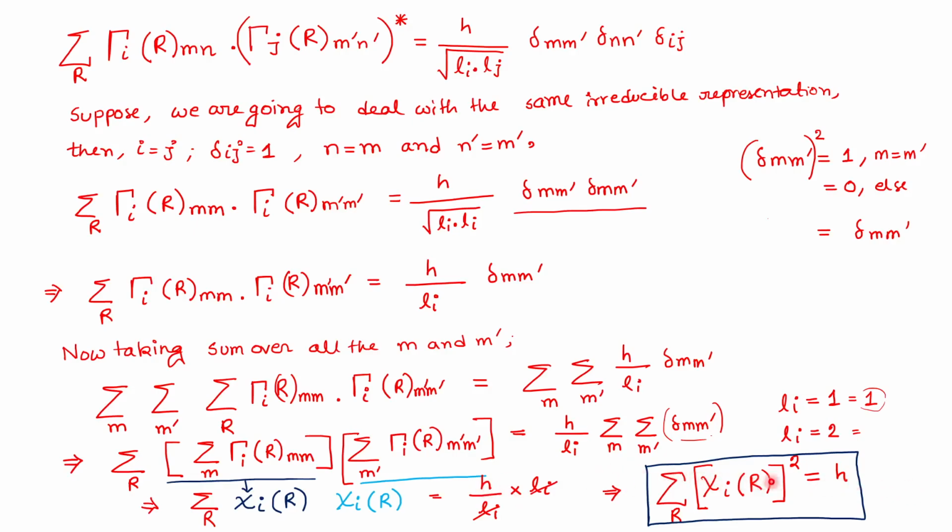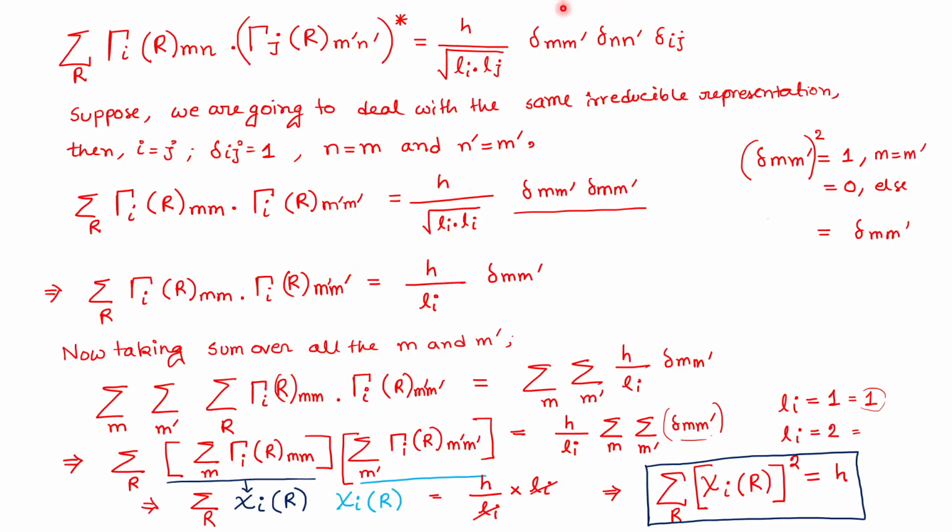So this is not the orthogonality condition, but you see what you are going to get. This sum over R of the character of R, the symmetry operation, squared, is going to lead to h, the order. Now think of the same with i not equal to j. Then it becomes zero. Then delta ij is going to be 0 because i not equal to j.